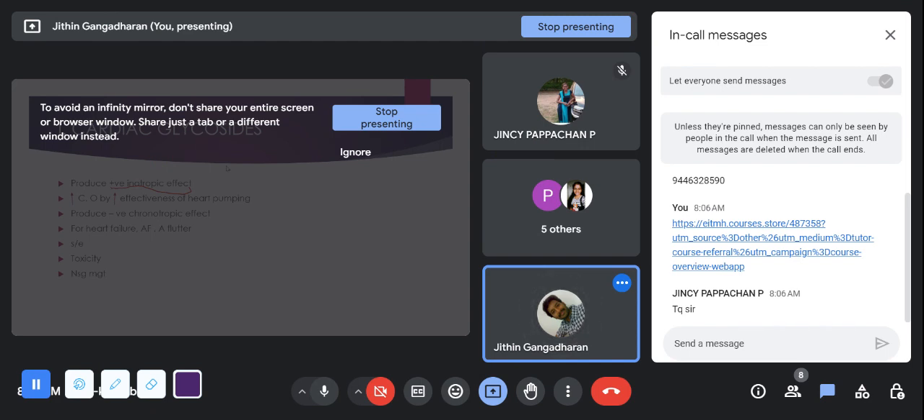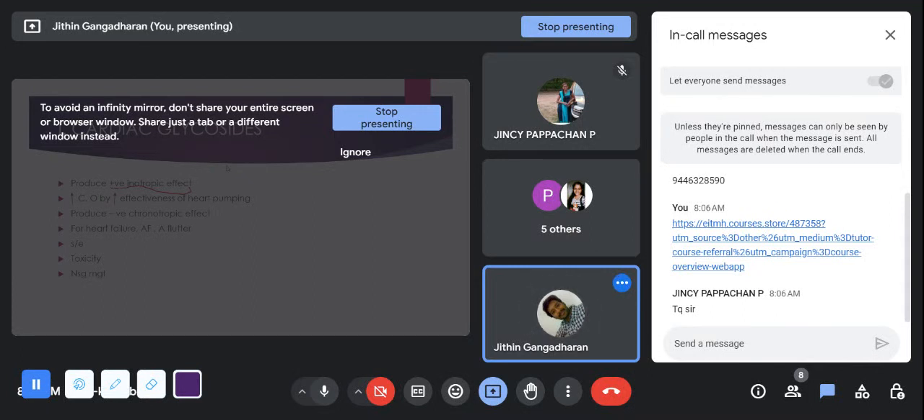Clear? And one more thing, what is the normal range of serum digoxin level? The normal range of serum digoxin level is 0.9 to 2 nanogram per milliliter. That is the normal serum level of digoxin. More than 2 is the toxic level of digoxin. Kindly note, in some textbooks it is written as 1.9 also. Because 2 and above is considered toxic.